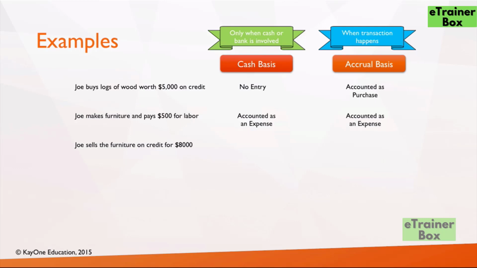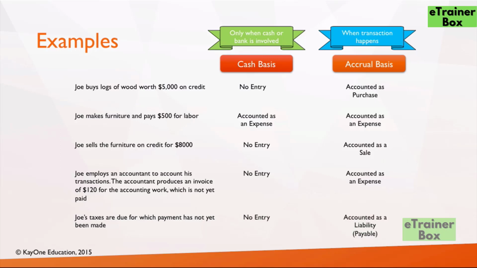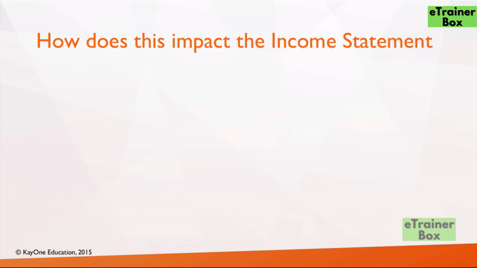Joe sells the furniture on credit for $8,000. Under the cash basis, no entry because there is no cash inflow, whereas on the accrual basis, it's accounted as a sale. Joe employs an accountant to account his transactions, and the accountant produces an invoice of $120 for the accounting work, which is not yet paid, and therefore no entry in the cash basis, whereas on the accrual basis you have an accounting entry. Finally, Joe's taxes are due for which no payment has been made. Under the cash basis, no entry because no cash outflow, whereas on the accrual basis, it is accounted as a liability.